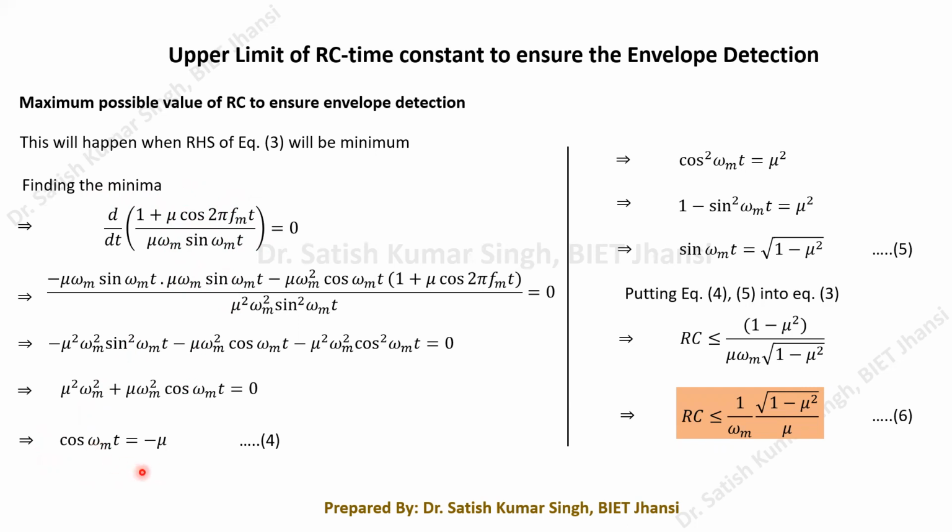So once we have this cos omega mt equals to mu, we can again calculate sin omega mt, which will be equal to root over 1 minus mu square. After having these two values, we can substitute them into equation number 3. Please ensure that it is simple mathematics, so you try to do this one. It is very simple mathematics.